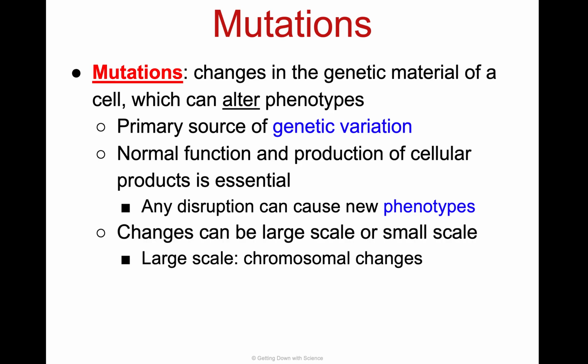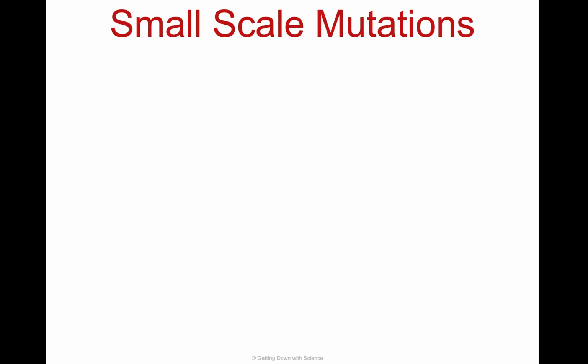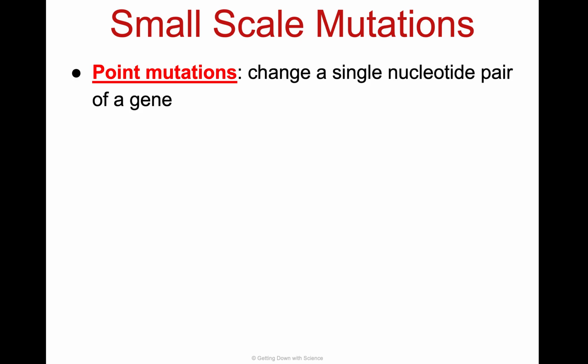Changes can be large or small. Large scale changes are things like chromosomal changes, and small scale changes are like nucleotide substitutions, insertions, or deletions. Large scale changes have to do with non-disjunction and that sort of thing that happens during meiosis and mitosis. The small scale mutations here can happen during DNA replication. So small scale mutations, let's talk about them.